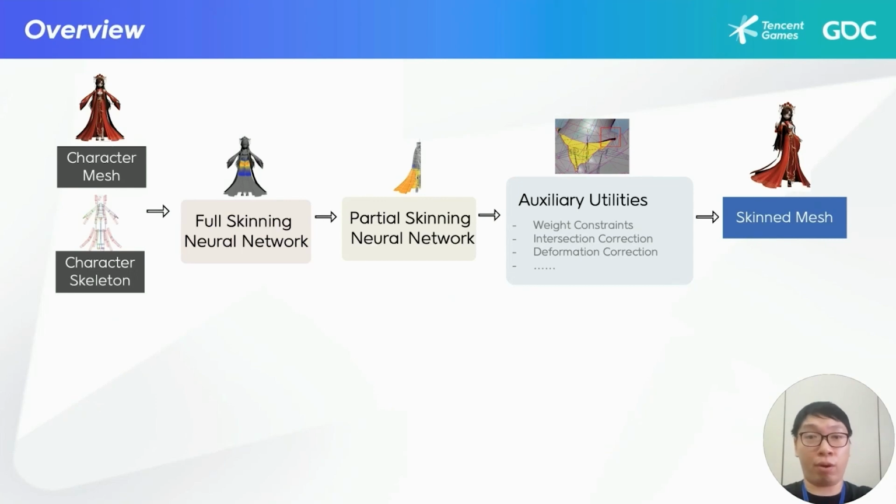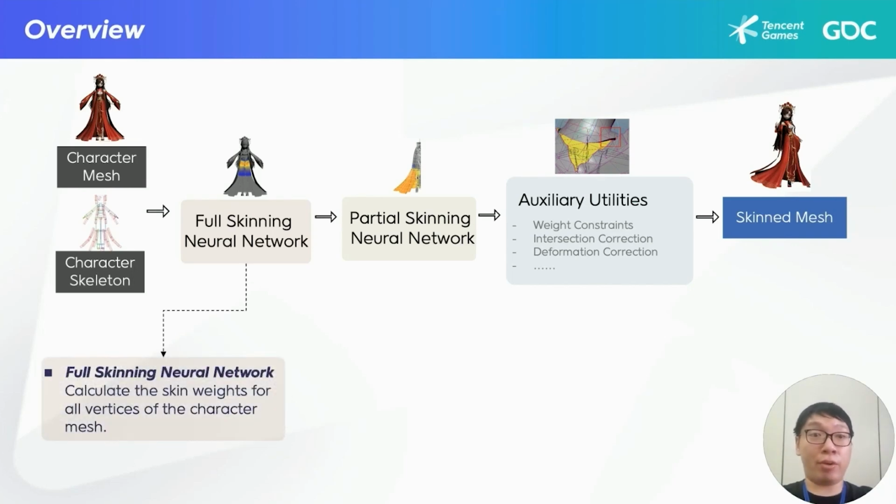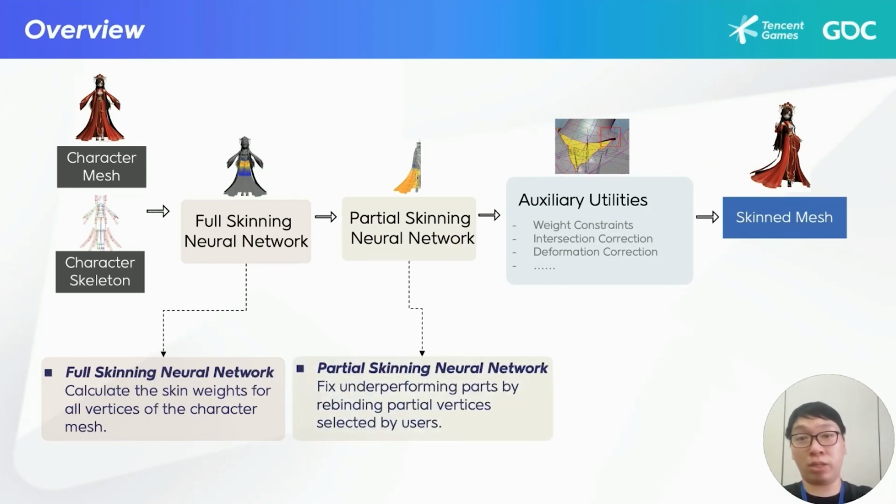Here is an overview of GoSkinning, which involves 3 processing steps. The first step is full skinning, where the full skinning neural network infers skin weight for all vertices of a mesh with its associated joints. However, this neural network has some limitations and can cause some artifacts, such as mesh skeleton binding errors. To address these issues, we developed the partial skinning neural network, which allows users to fix underperforming parts by rebinding partial vertices and joints, which are all selected by users.